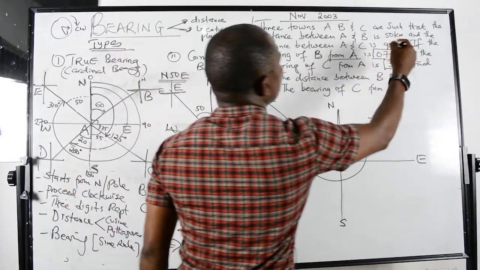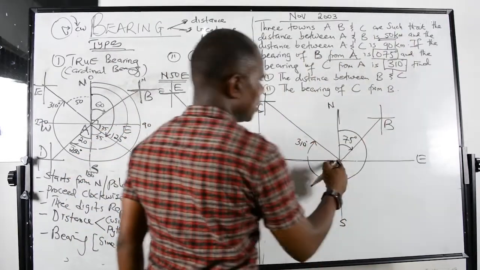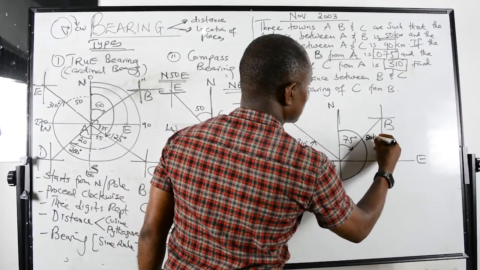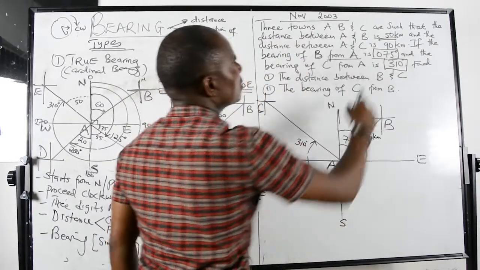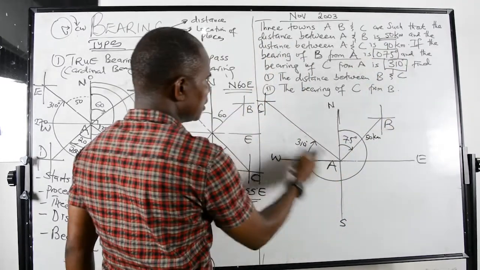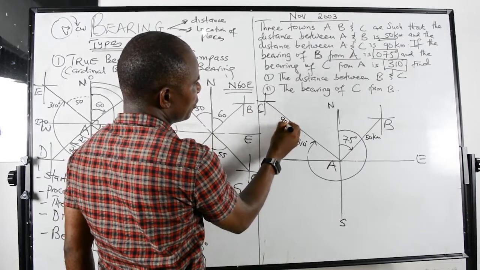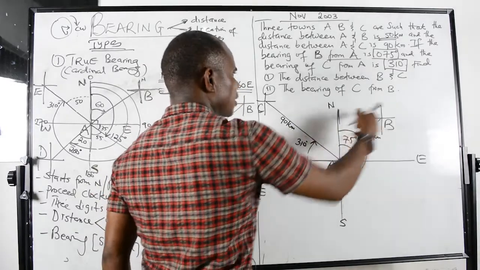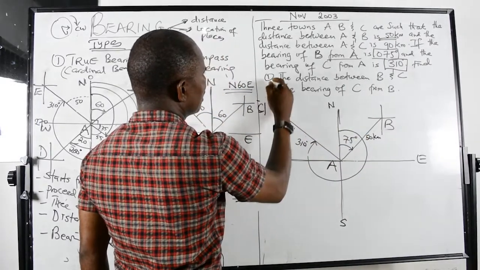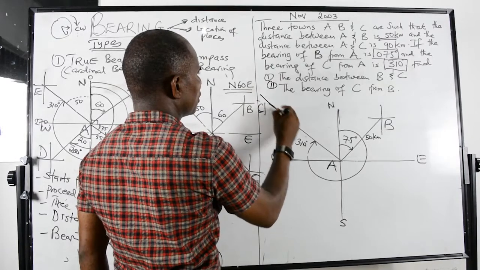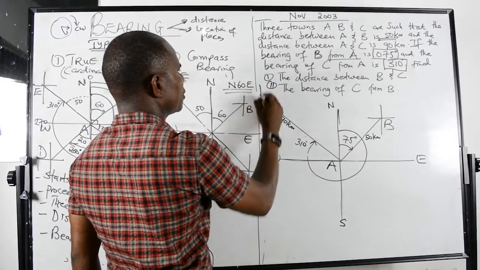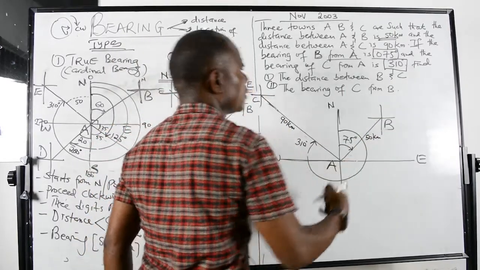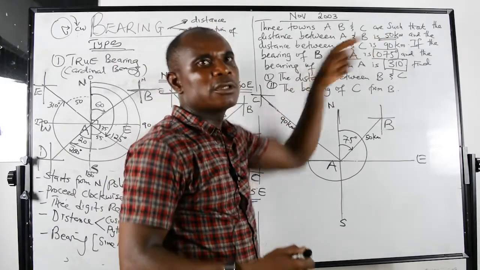Now the question says AB is 50, so this distance here is 50 kilometers. That's the distance there. And AC is 90 kilometers. I've drawn 90 longer than 50 because 50 is shorter. Now I've drawn the 90 as far as there. Let me just put it there. I'll draw it a little bit longer so it appears here. This is C. So it's longer because this is 90 and this is 50.